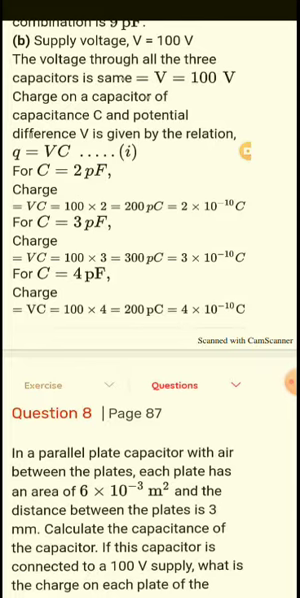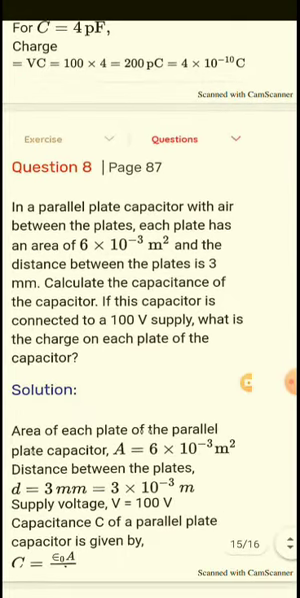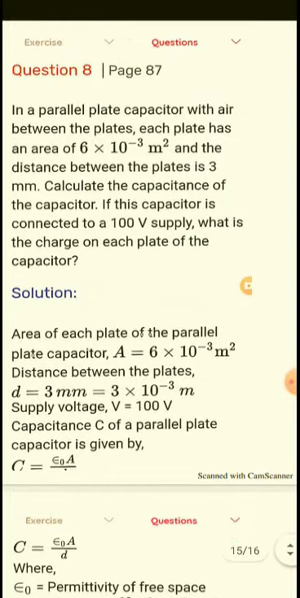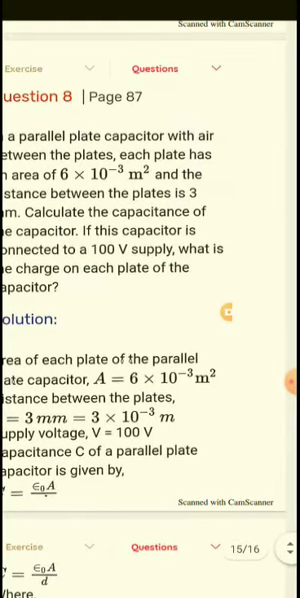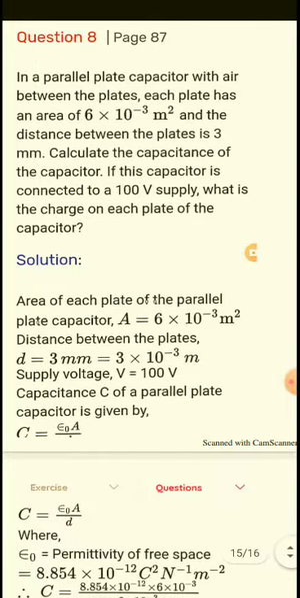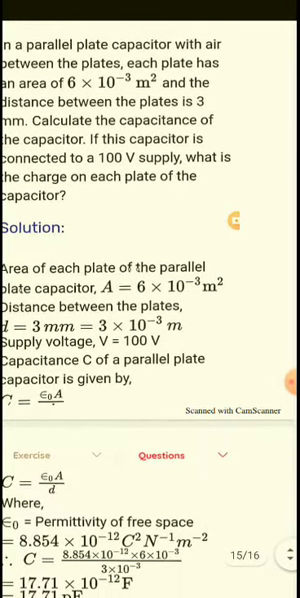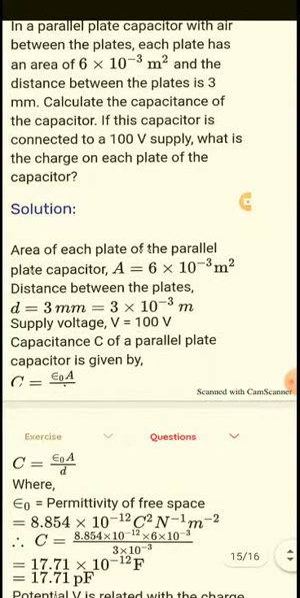If we go for the 8th sum: in a parallel plate capacitor with air between the plates, each plate has an area of 6 into 10 to the power of minus 3 meter squared, and the distance between the plates is 3 millimeter. Calculate the capacitance of the capacitor. If this capacitor is connected to a 100 volt supply, what is the charge on each plate?